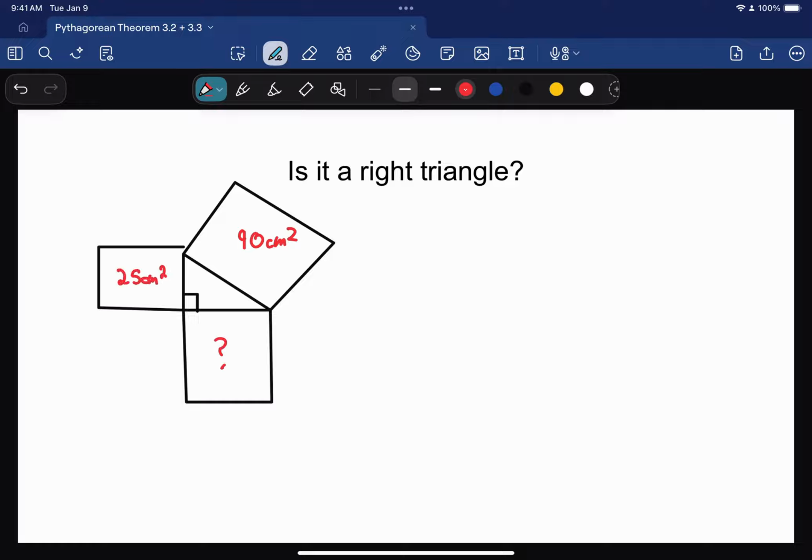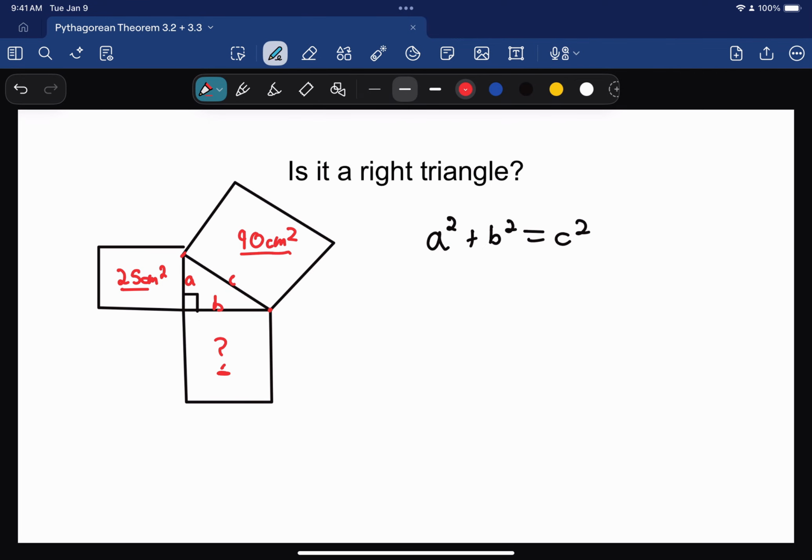And what is this one? Well, if this is A, B, and C, we could rewrite our equation. So let's write this out. A squared plus B squared equals C squared. So A, B, and C are our side lengths. That's a key thing we need to keep in mind here. So C squared is 90 centimeters. A squared is 25 centimeters. And B squared, we don't actually know.